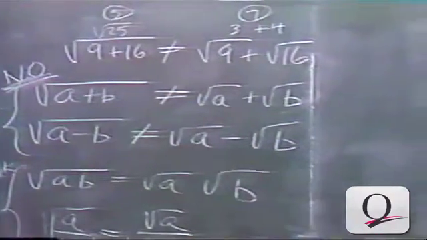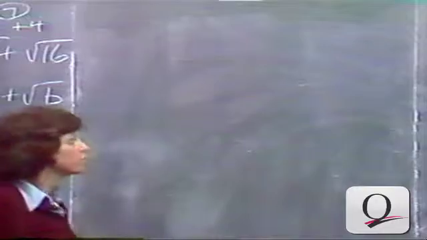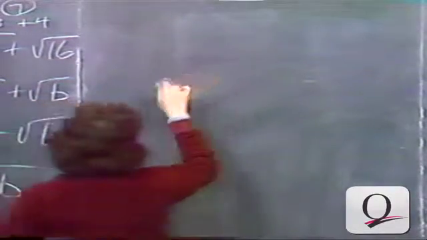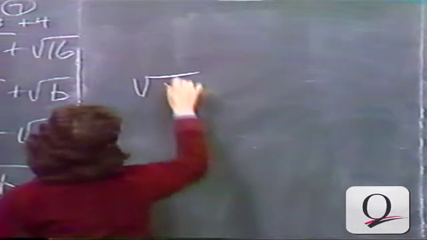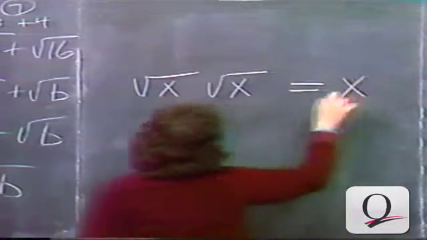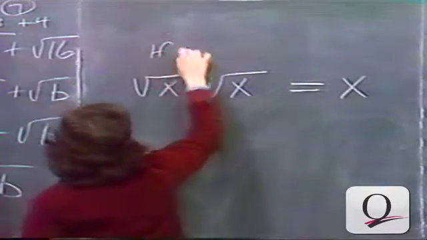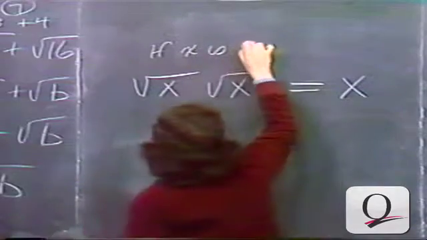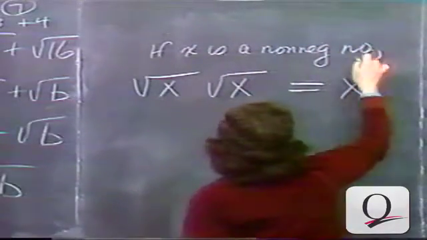Another property of the square root is the fact that the square of the square root of a number is just the number itself. If x is a positive number, or if it's non-negative, the square root of x times the square root of x is just equal to x. Here I'm assuming x is a non-negative number.